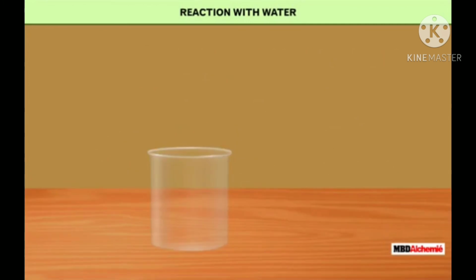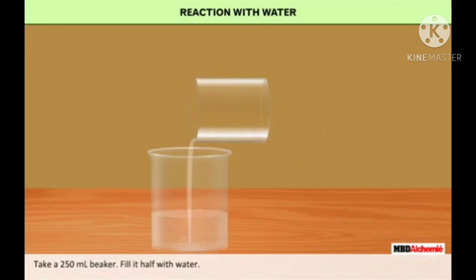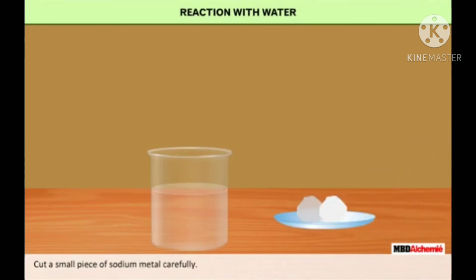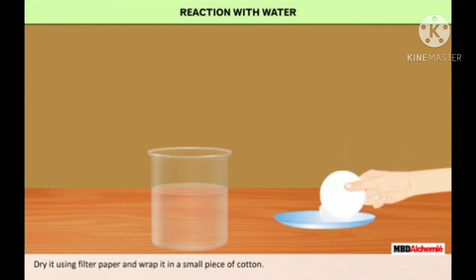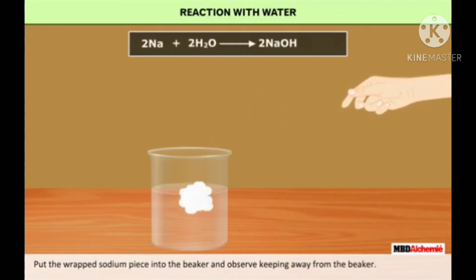Reaction with water. Let us do an activity to demonstrate the reactivity of metals with water. Take a 250 milliliter beaker. Fill it up to half with water. Cut a small piece of sodium metal carefully. Dry it using filter paper and wrap it in a small piece of cotton. Put the wrapped sodium piece into the beaker and observe, keeping away from the beaker.